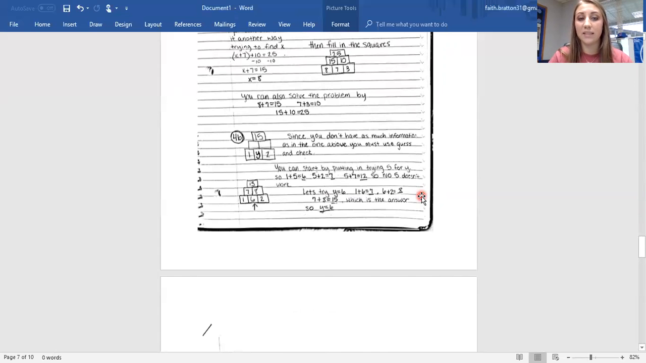Okay, you do the exact same for 4B. Since you don't have as much information as in the one above, you must guess and check. So you start by plugging in any number you think and working it to see if it'll work.